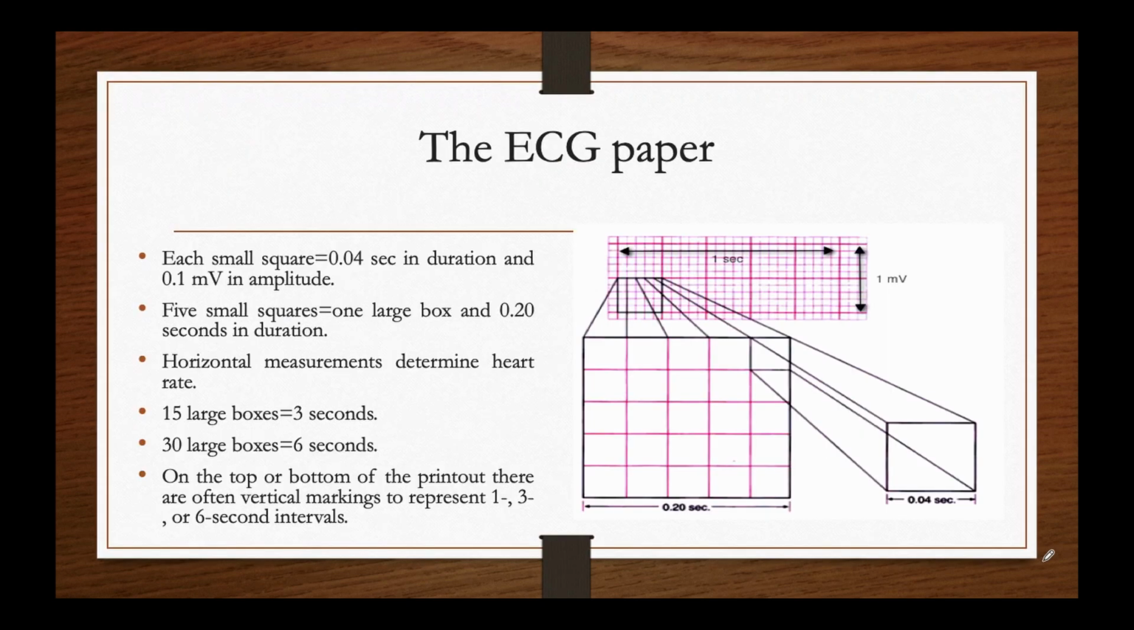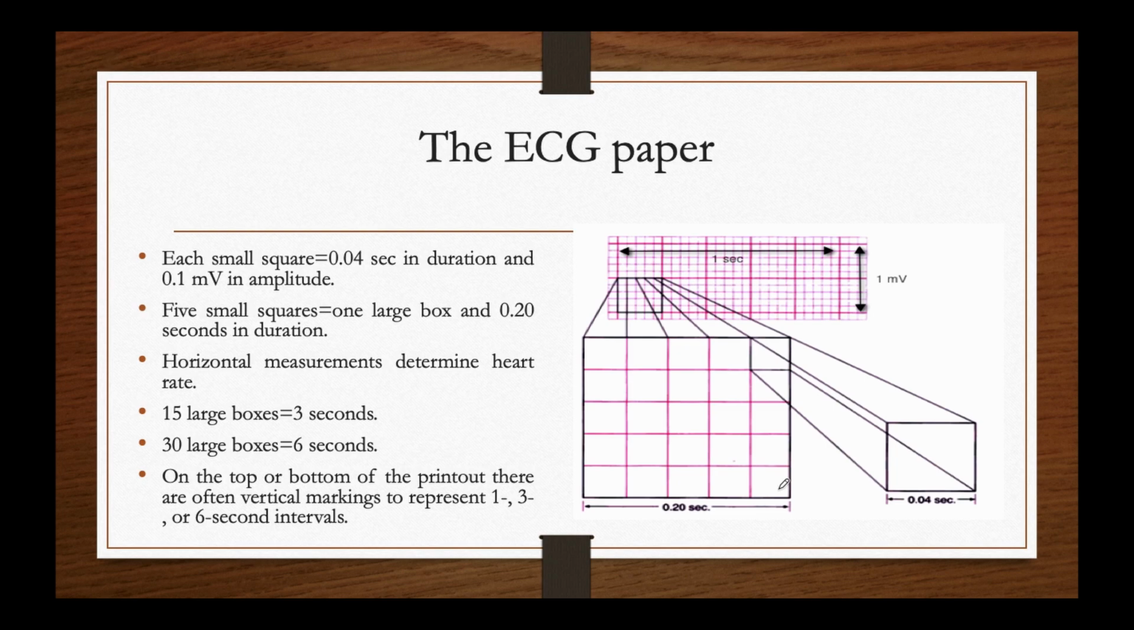Today we are looking at the ECG paper. When you pick up the ECG paper, the first thing we must see is that each small square represents 0.04 seconds in duration and 0.1 millivolt in amplitude. How do we come by this?